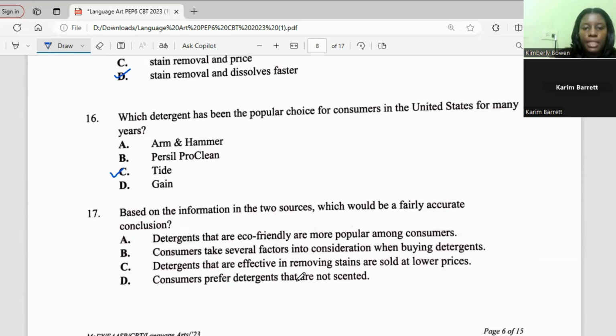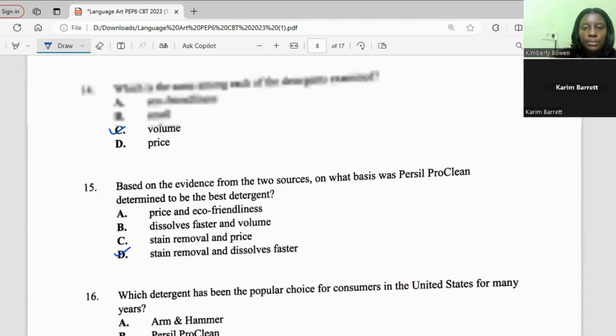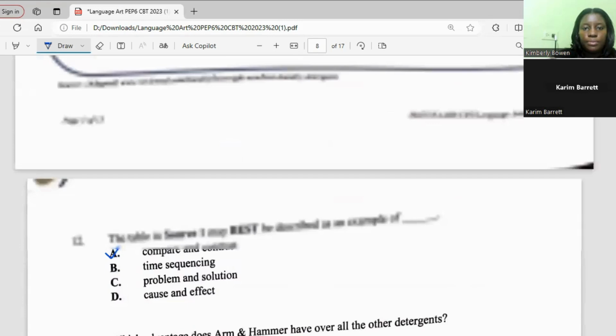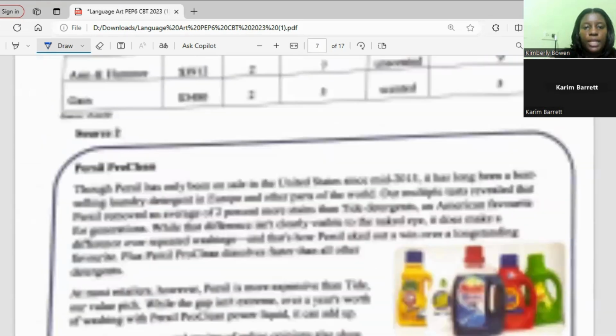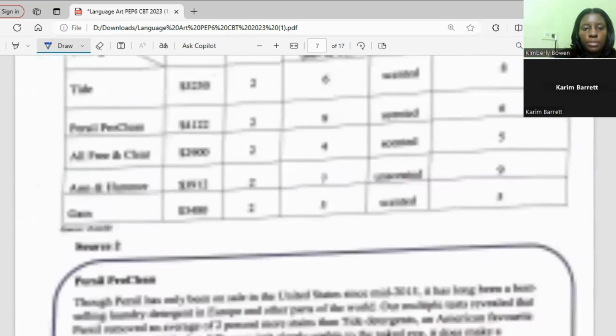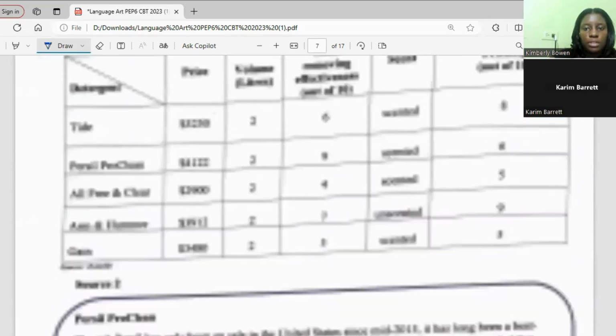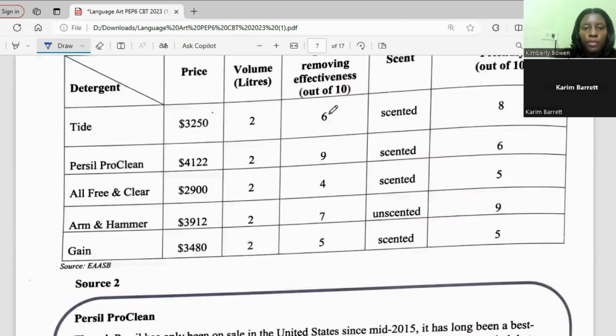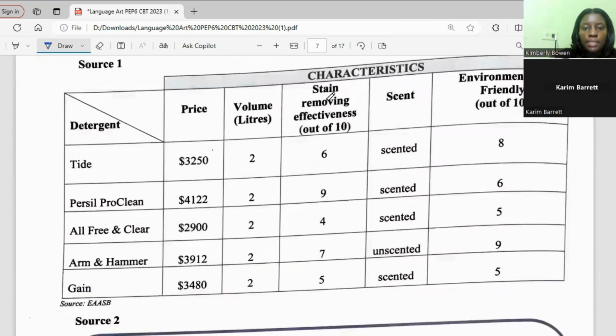And let's look at the stain removing detergents and see if they were sold at lower prices. I think I already know the answer, I'm just ruling out the others. Let's look at stain removal. The truth is that the Persil Pro Clean is the most effective for removing stains, and it's actually the most expensive. So that's also not correct.